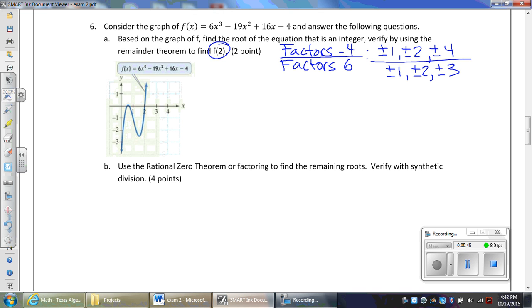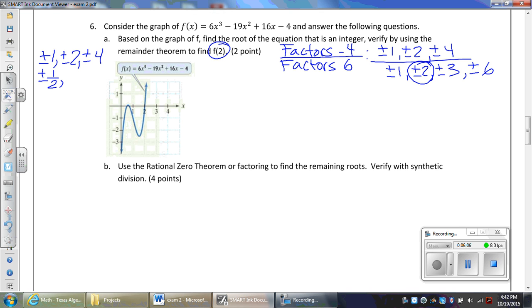So here, all your possibilities will be plus minus 1, plus minus 2, plus minus 4. Then if you divide them by 2, you're going to get plus minus 1/2.